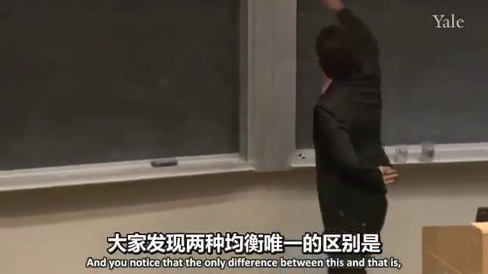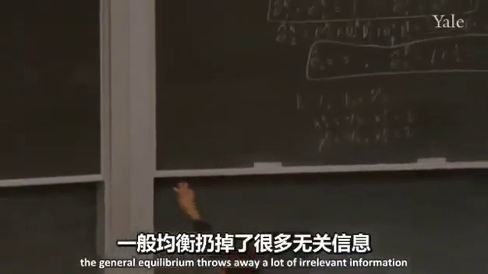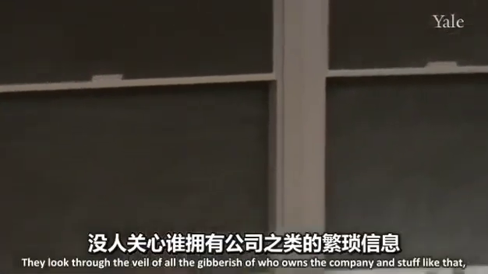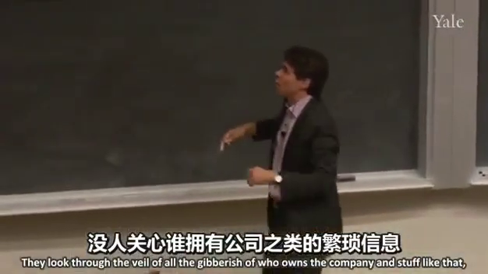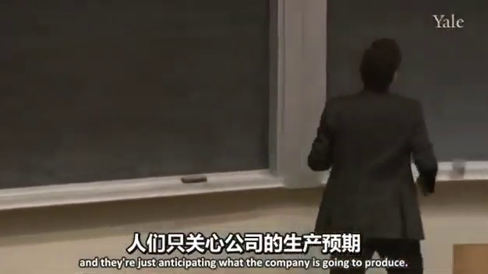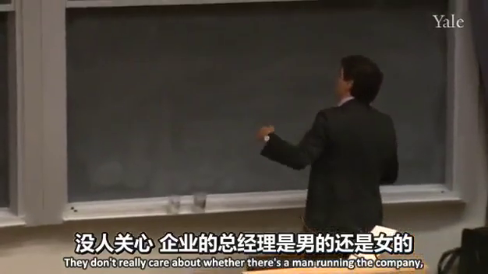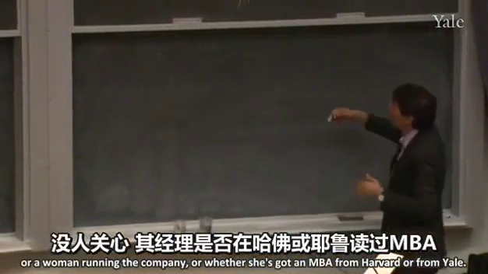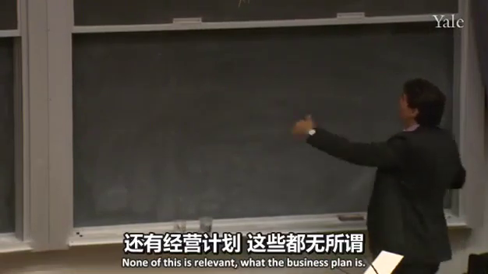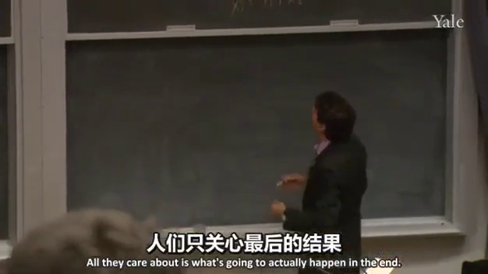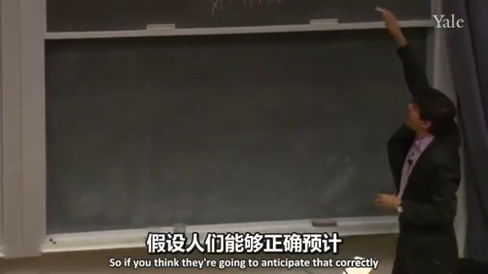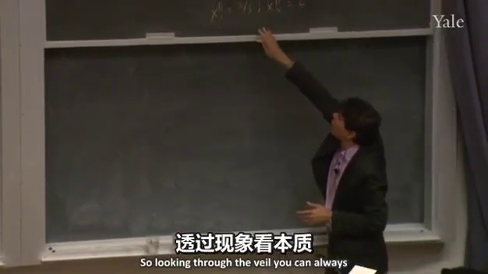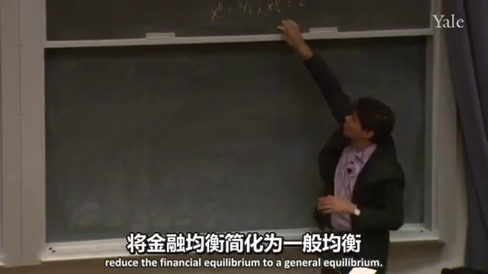Okay, and you notice that the only difference between this and that is the general equilibrium throws away a lot of irrelevant information, because Fisher said people are rational. They look through the veil of all the gibberish of who owns the company and stuff like that, and they're just anticipating what the company's going to produce. They don't really care whether there's a man or a woman running the company, or whether she's got an MBA from Harvard or from Yale. None of that is relevant. You know, what the business plan is, all they care about is what's going to actually happen in the end. So if you think they're going to anticipate that correctly, you don't need to worry about all the other stuff. So looking through the veil, you can always reduce a financial equilibrium to a general equilibrium.